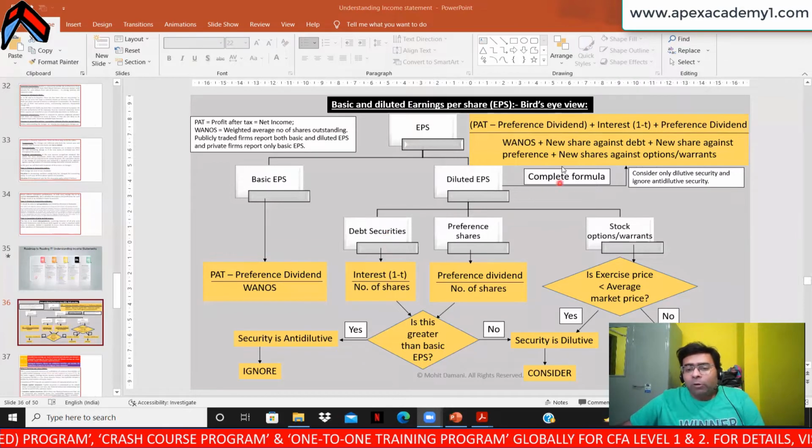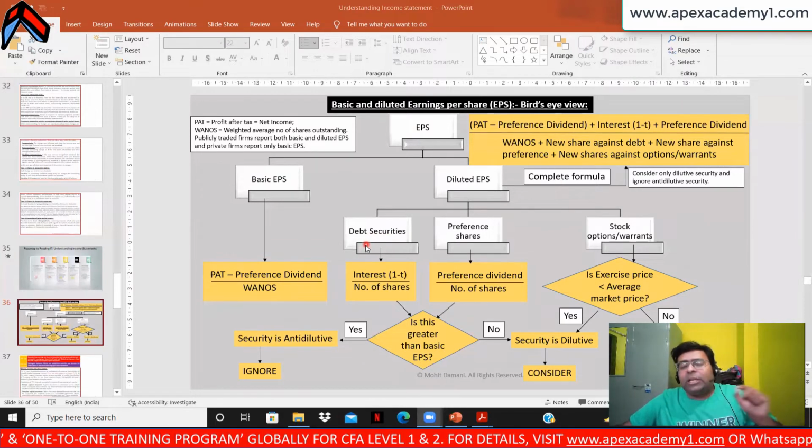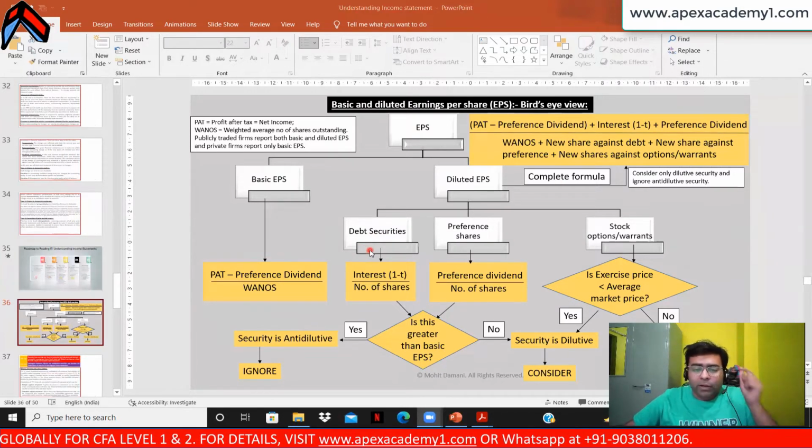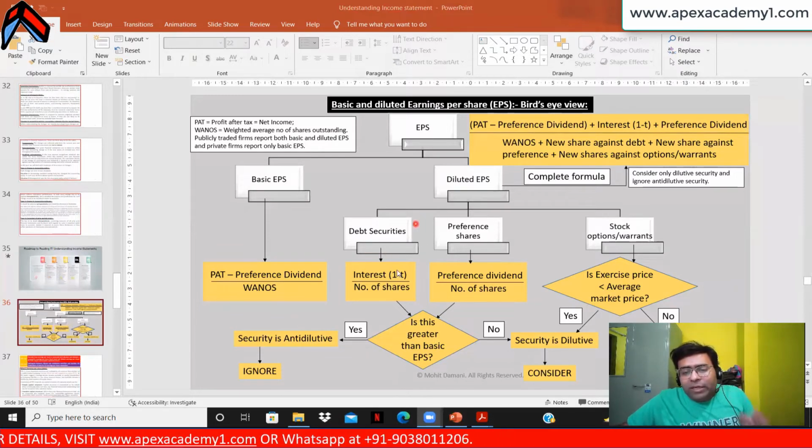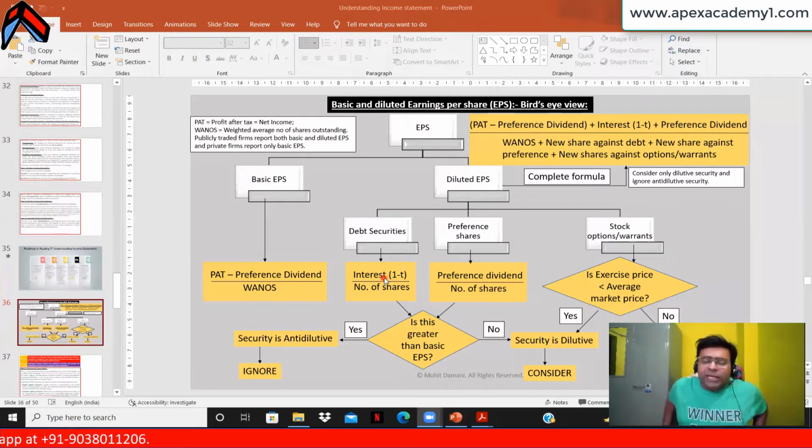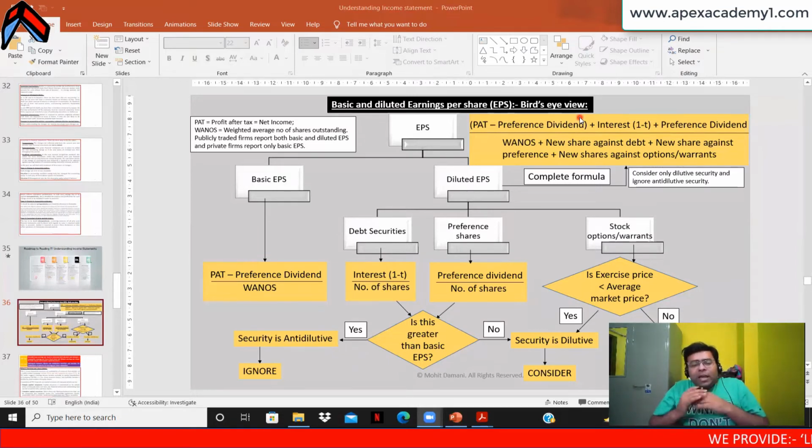Okay. Now you have to check at individual security level, not at the overall level. Individual security level, whether it is dilutive or anti-dilutive. How will you check that? You will have to calculate these ratios with this formula. If these ratios are lower than basic EPS, then automatically if you add those things, it will be dilutive because it will result in a decline in the overall EPS. If it is anti-dilutive, then we are not concerned with that.